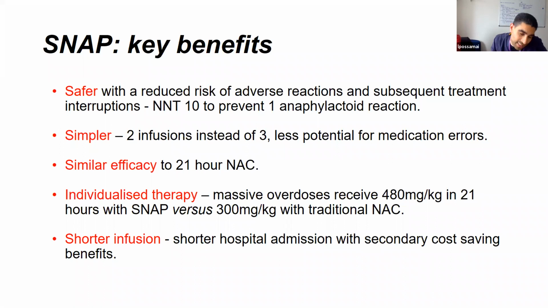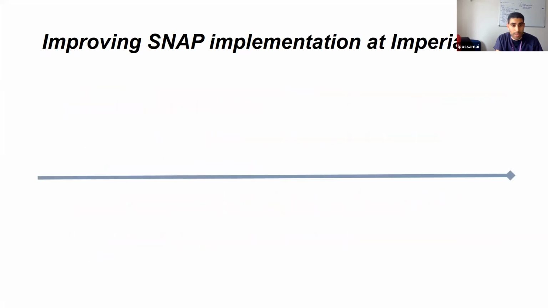We would emphasize that while SNAP is shorter, especially for low-risk overdoses, its main aim isn't to facilitate early discharge of patients. It really is about patient safety more than anything. That's probably just a secondary benefit. And in light of all of these positives, it's been first-line treatment for the management of paracetamol overdose since August of last year at Imperial.